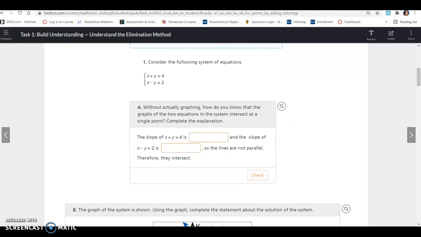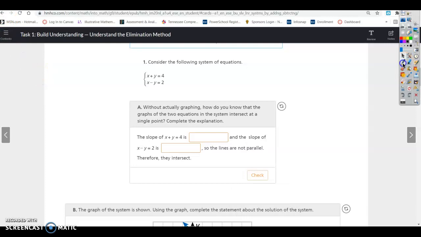Consider the following system of equations. x plus y equals 4 and x minus y equals 2. Without actually graphing, how do you know that the graphs of the two equations in the system intersect at a single point? Complete the explanation. The slope of this and the slope. Alright, so remember to find the slope, you can simply have it in slope-intercept form.